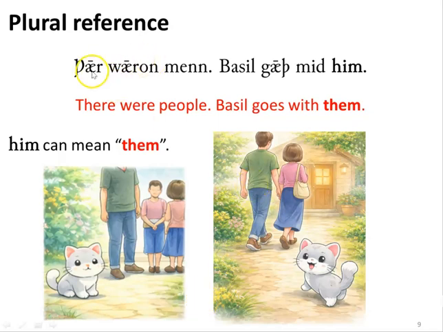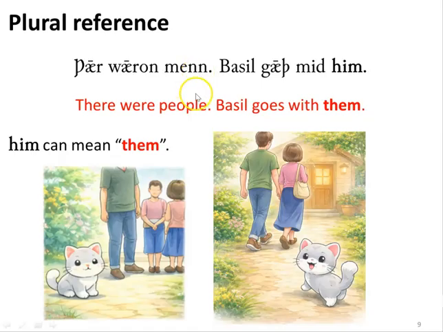Plural reference. Þǣr wǣron men. Basil gǣð mid him. Now, mid is the preposition with, so this triggers the dative. So this is the dative, them, him, the plural.